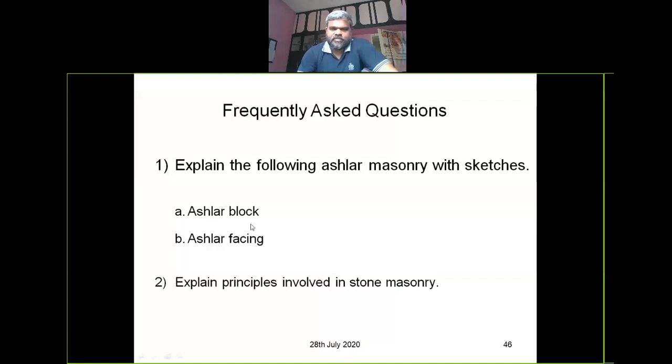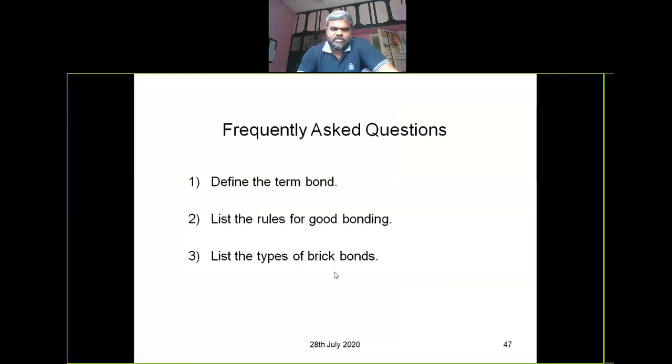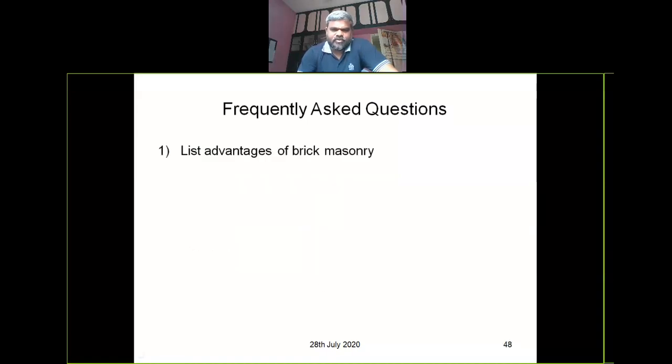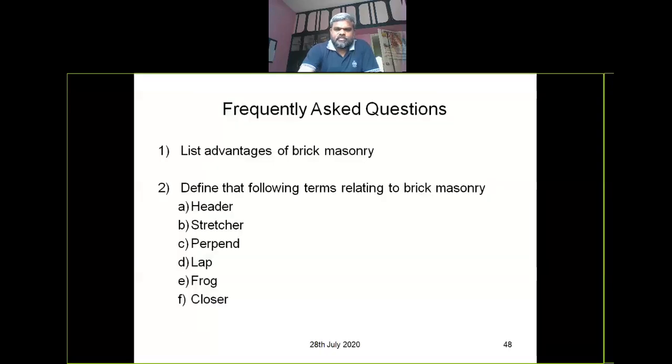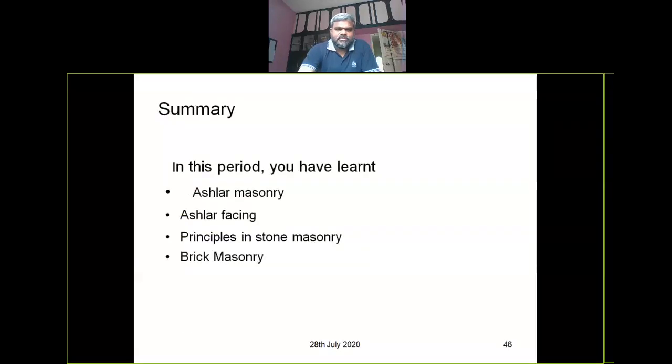Explain the following: ashlar masonry and ashlar facing. Explain the principles involved in stone masonry. Define the term bond, list the rules for good bonding, and list the types of brick bonds. List the advantages of brick masonry and the following terms related to brick masonry. Define header, stretcher, perpends, lap, frog, closer. Right, these are some expected questions from this area.